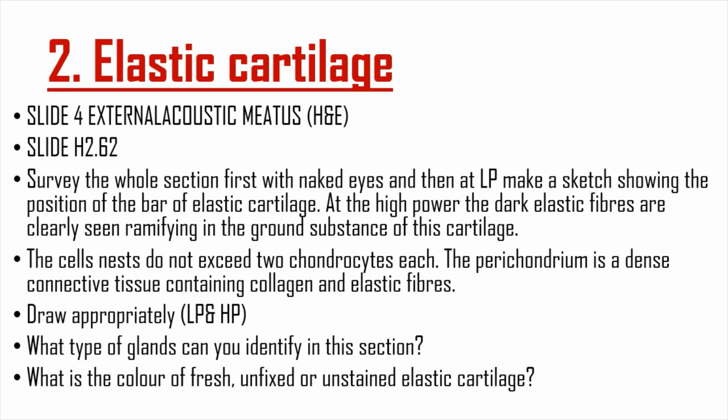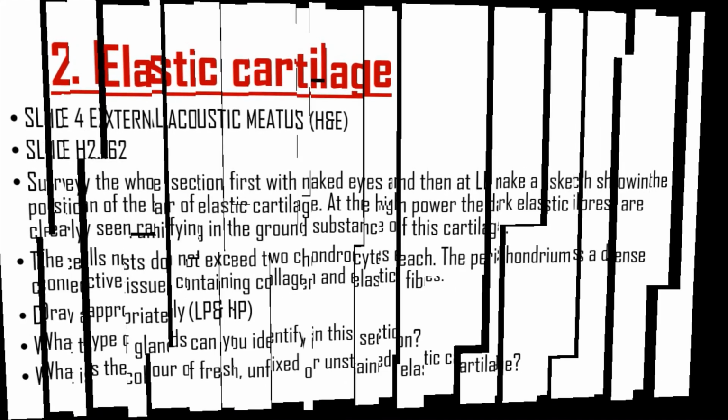And what type of glands can you identify in this section? And what is the color of fresh and fixed or unstained elastic cartilage? Let's look at this histological representation.